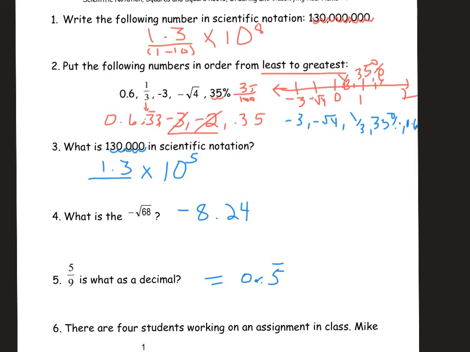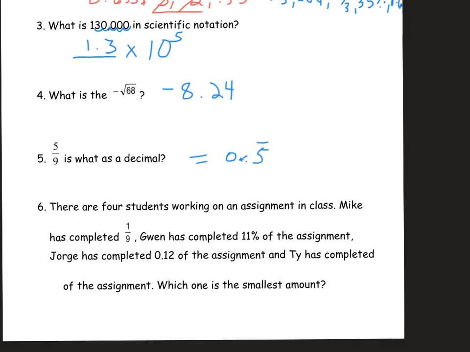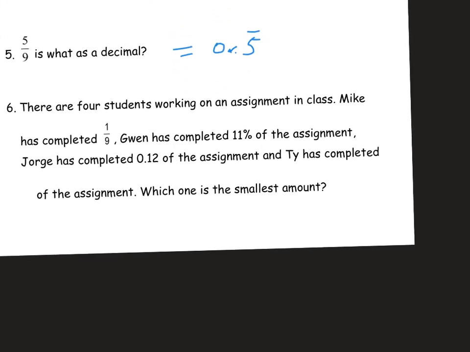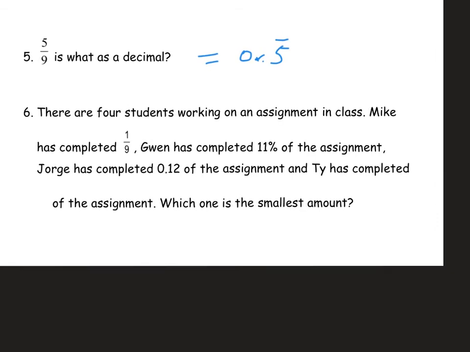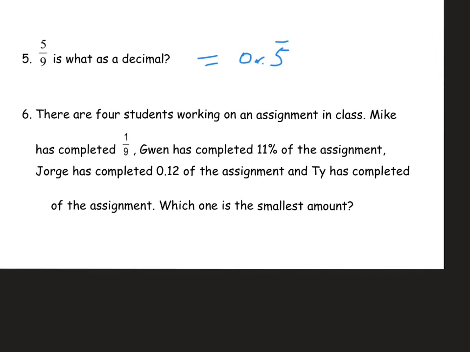Okay, next, there are 4 students working on an assignment in class. Mike has completed 1/9 of this assignment. Gwen has completed 11% of the assignment. Jorge has completed 0.12 of the assignment. And Ty has completed 1/8 of the assignment. All right, so your job is to convert everything to decimal.